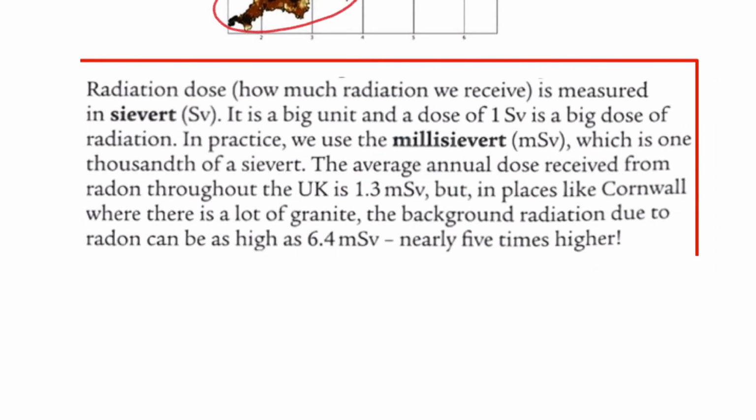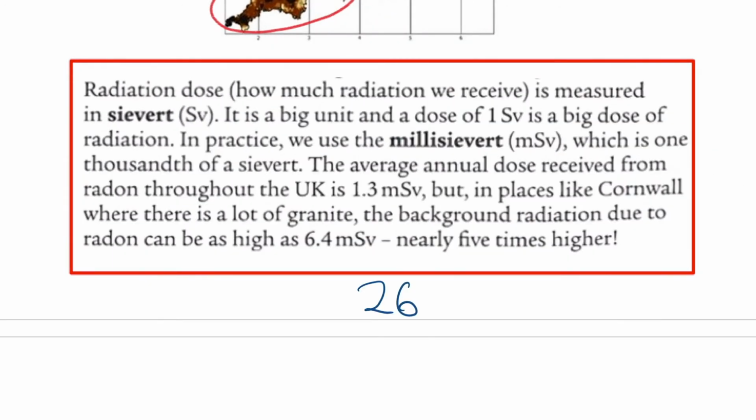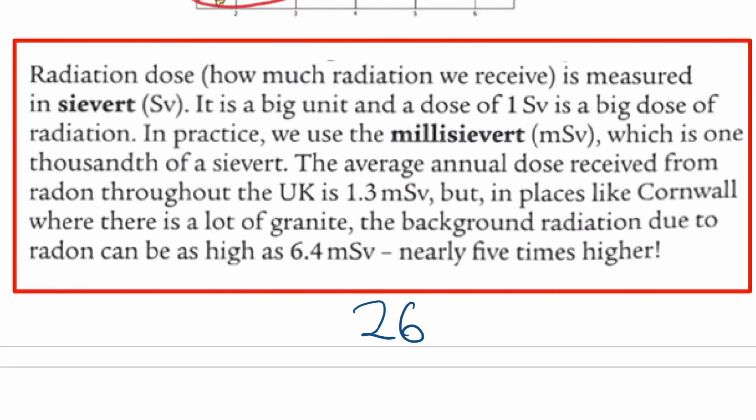One way in which radiation dose can be measured is using this unit called a sievert. It's a measurement of how much radiation a person receives.